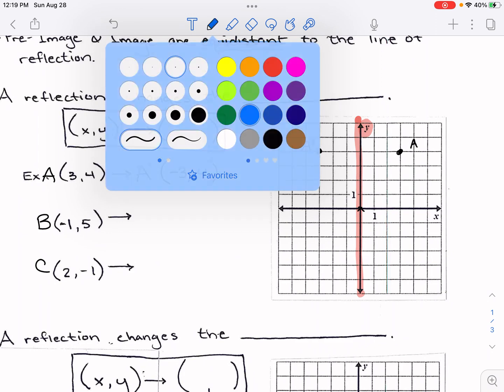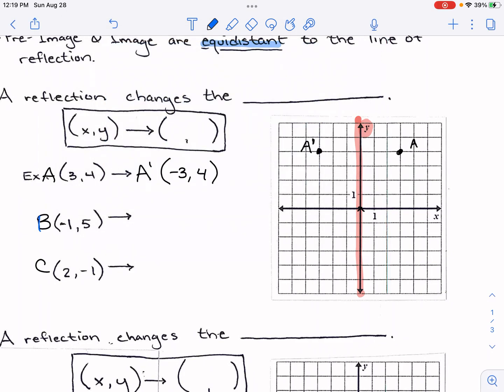I'll put this in blue. So B will be in blue. Let's go ahead and graph -1, +5. So -1 is 1 to the left. +5 is 5 up. So 1, 2, 3, 4, 5 right there. This is where B is. So since this is 1 to the left of the line, that means B prime will be 1 to the right of this line. So that is going to be right here. This is B prime.